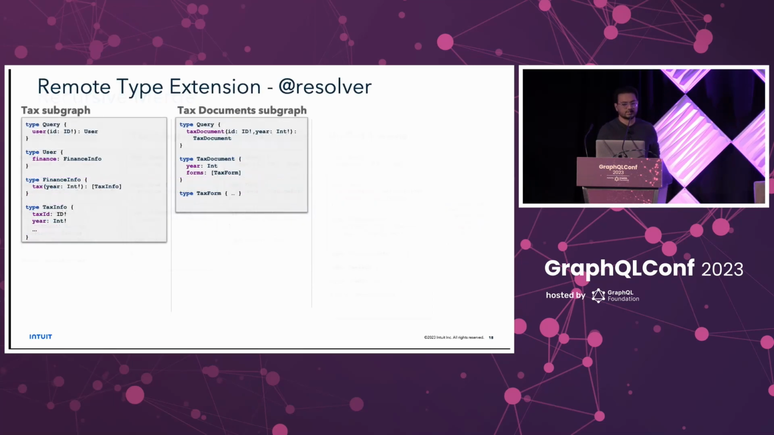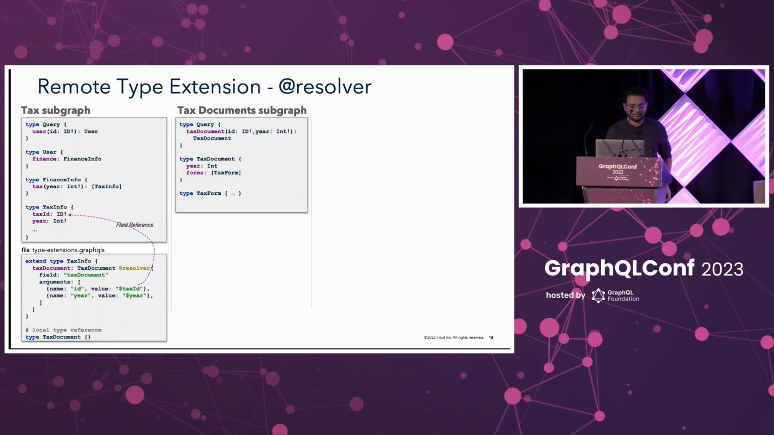So the second use case is remote type extension. The first one was starting from the query and going deeper, but the second one is arbitrary. I have a tax info type in my tax subgraph, but that only gives me the tax ID and the year. It does not give me any kind of tax data. The tax data is coming from the tax document subgraph, which takes a query, the tax document query. It takes in the ID, the tax ID, and the year. So how can the client get the actual document in a single query?